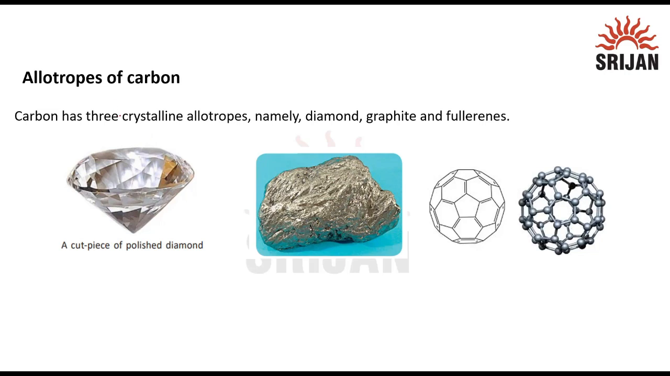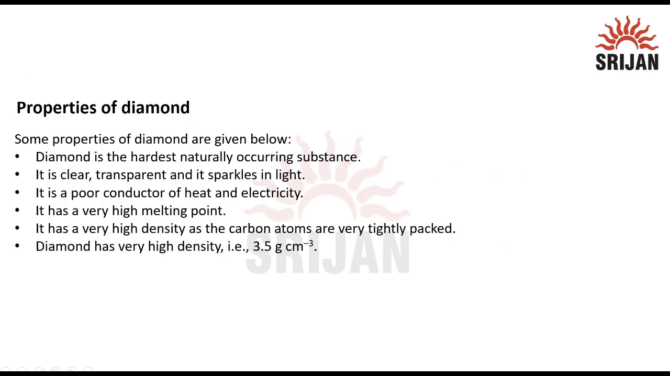In this video, we will discuss allotropes of carbon. Carbon has three crystalline allotropes, namely diamond, graphite, and fullerenes. You can see here a diamond, graphite, and a fullerene ring in the shape of a football, right? So, moving towards the first allotrope, that is diamond.